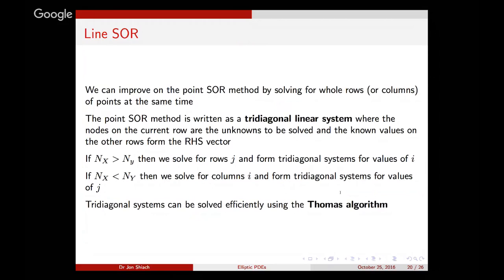If the number of nodes in the x direction is greater than the number of nodes in the y direction, we go across the rows. If, however, the number of nodes in the y direction is greater than the number of nodes in the x direction, we take whole columns at a time. So it depends on the size of your grid. If there's more nodes in the x direction, we solve across the row. If there's more nodes in the y direction, we solve down the columns. Okay. Tridiagonal systems can be solved very efficiently using what we call the Thomas algorithm. I'll come back to the Thomas algorithm in a minute.